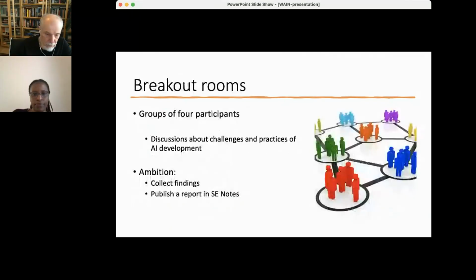And finally, we will have group discussions, basically grouping together up to 4 participants. Each group will then discuss a particular question. We still have to design the room, how it works in Clowder, but we will see. We hope that this will work as well. So here is the ambition: that in each short session, participants discuss questions and maybe provide some output. And our ambition is to collect the findings, and those people who are interested in continuing can work on that together and publish it in, for example, Software Engineering Notes.